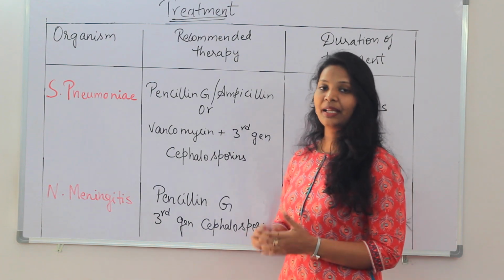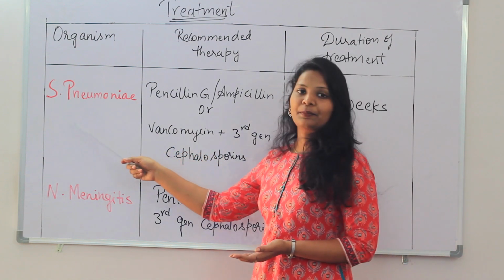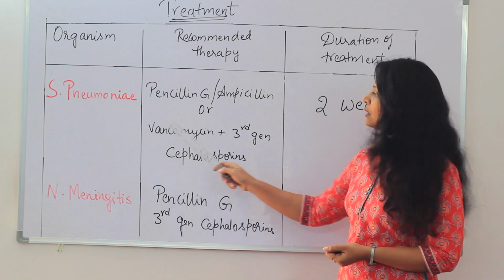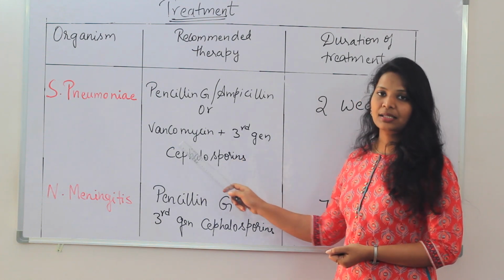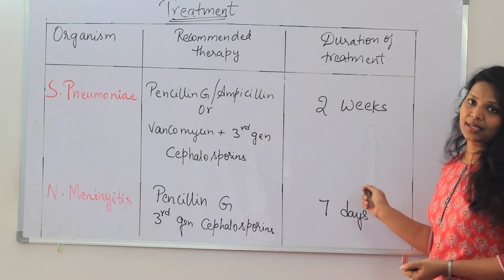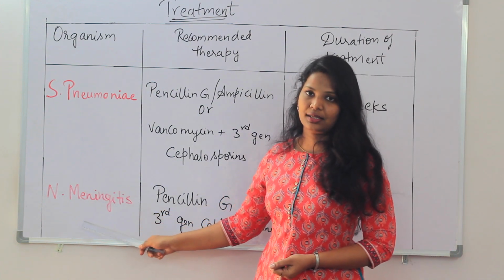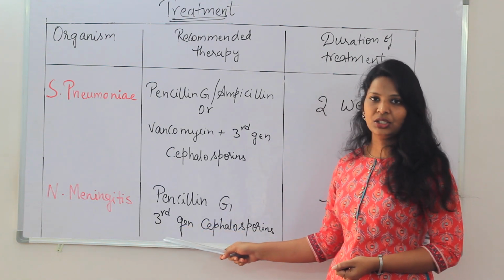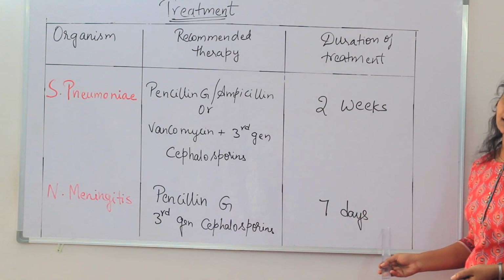If you see the treatment, depending on the type of the organism, it is different. First, Streptococcus pneumoniae. The recommended therapy for Streptococcus pneumoniae can be penicillin or ampicillin, or we can go for vancomycin plus third-gen cephalosporins. And the duration of treatment could be 2 weeks. And the other organism is Neisseria meningitidis. The recommended therapy for Neisseria meningitidis is again penicillin G and third-gen cephalosporins. The duration of treatment is 7 days.